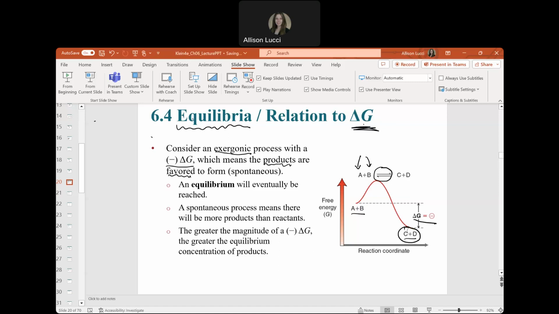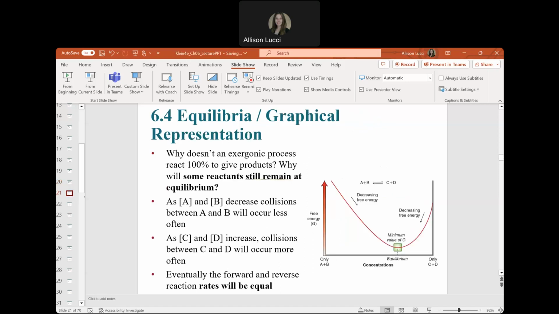And in the forward direction, we would say that this reaction is spontaneous, right, with a negative delta G. But what happens is that the forward and the reverse of this reaction actually eventually will reach the same rate. Right? So we'll obtain this equilibrium where both the forward and the reverse reactions are occurring at the same time, at the same rate. So a spontaneous process overall would mean that there will be more products in the end than reactants. So we'll look at this relationship in the next slide, actually.